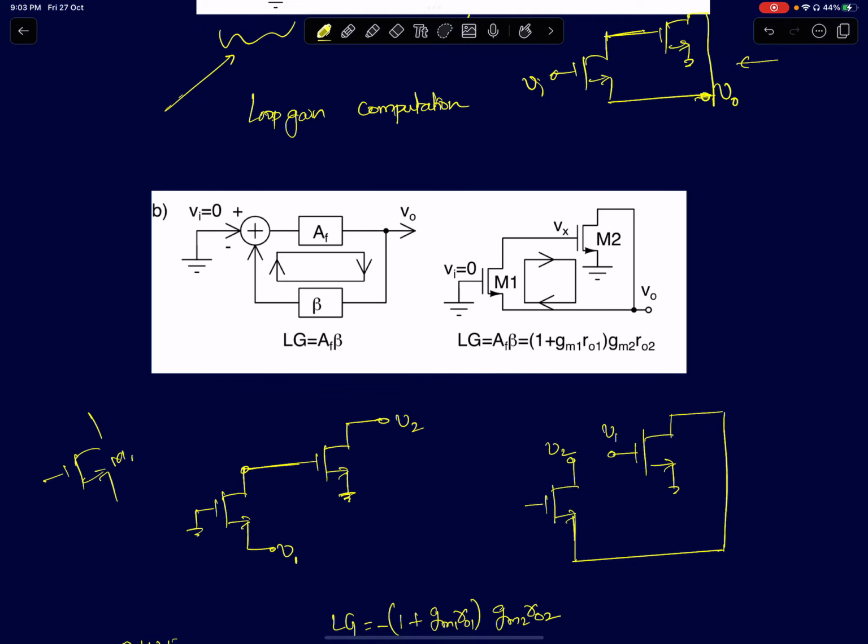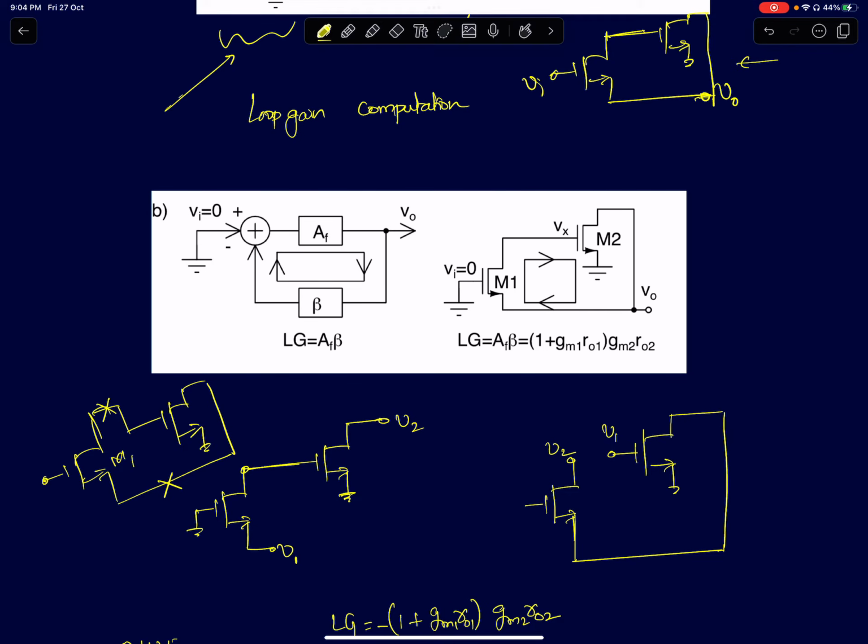So this is device M1, whose drain is connected to the gate of device M2, and the drain is connected back to the source of M1. So there are two nodes here. This is one node here, and this is another node here. So I can break the circuit at any of these 2 points and find out the loop gain.